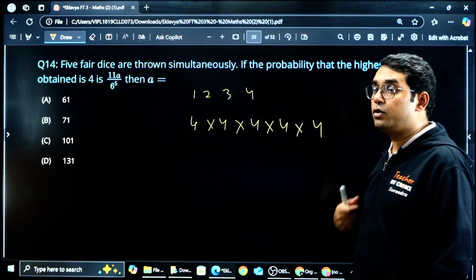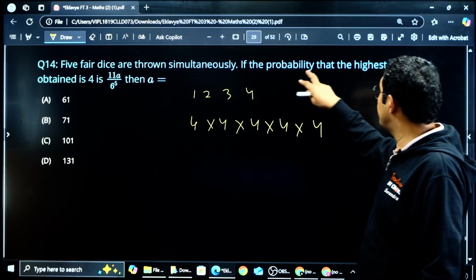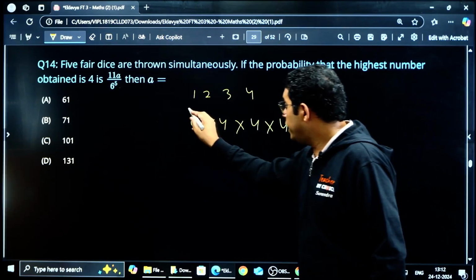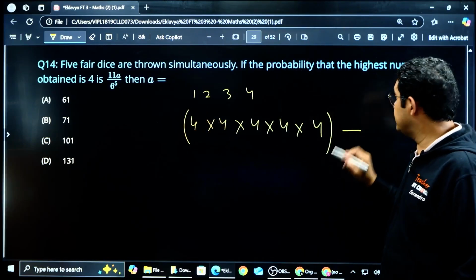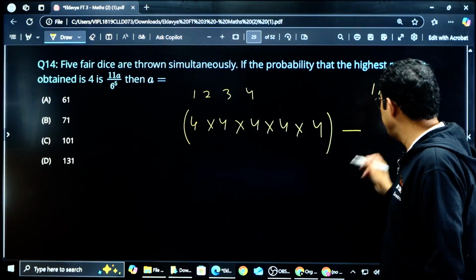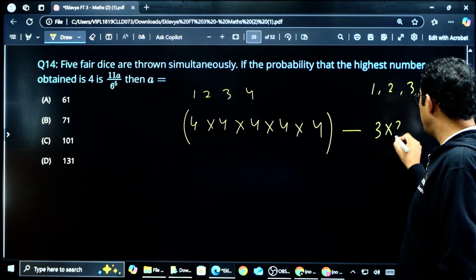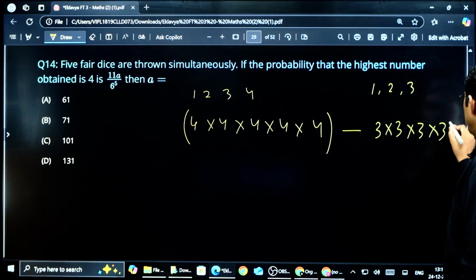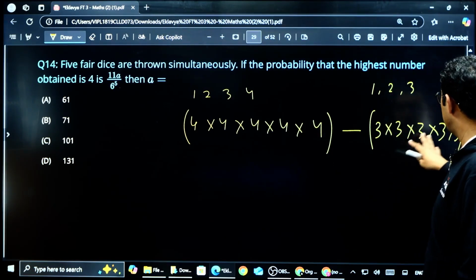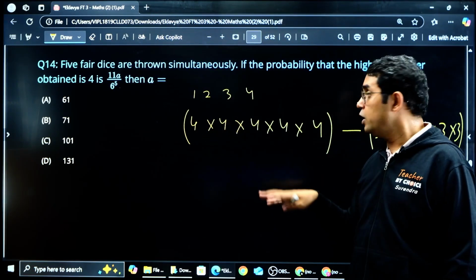So those cases are not acceptable to us, because they're asking the probability that the highest number obtained is 4. So we have to subtract from this those cases when all the outcomes on the dice are from the first 3 numbers, 1, 2, 3. In that case it will be 3, 3, 3, 3, and 3 on all the 5 dice. If your outcomes are from the first 3, it will be 3 power 5.